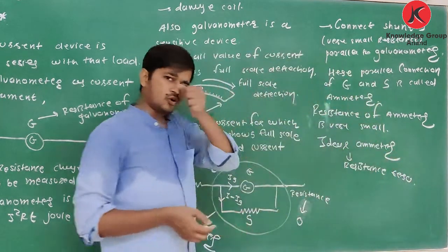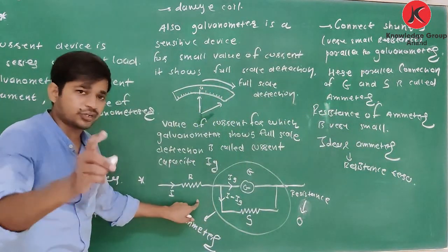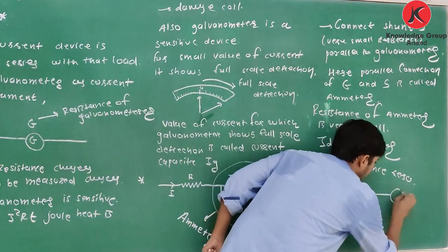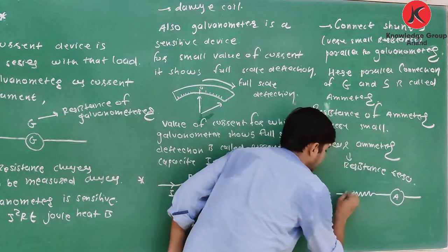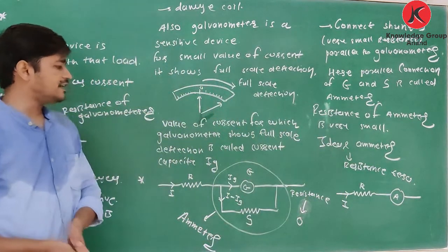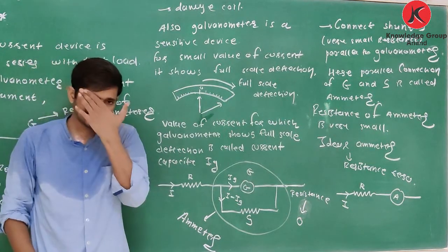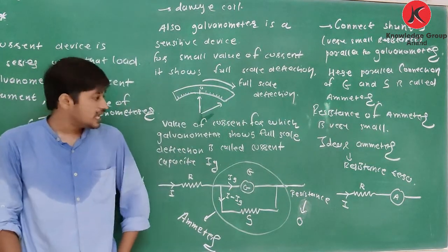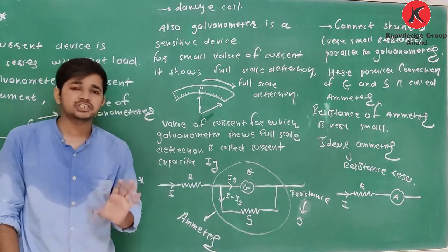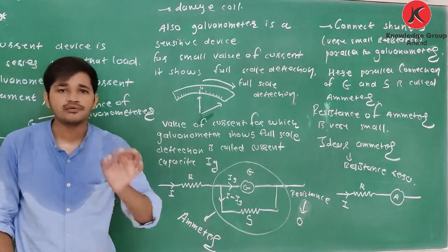Clear about this? Okay. So now I can draw this figure like this. See, resistance, it is an ammeter. Okay, current flowing is I, its resistance is R. And yes, here it is the ammeter, it is the symbol of an ammeter. Clear about this? So what is an ammeter? An ammeter is a parallel connection of galvanometer and shunt. Shunt means very small value of resistance.